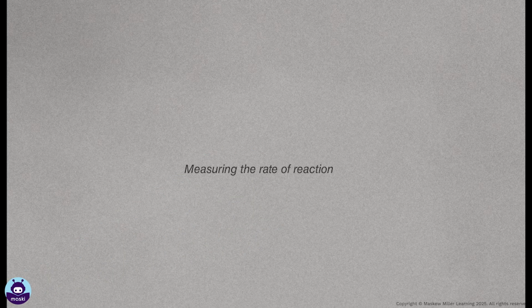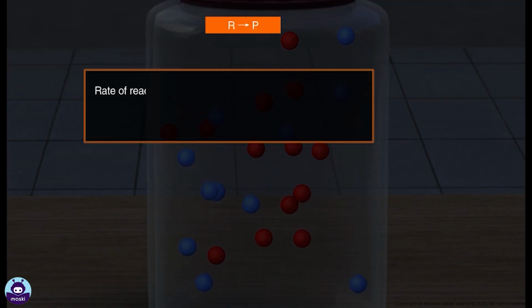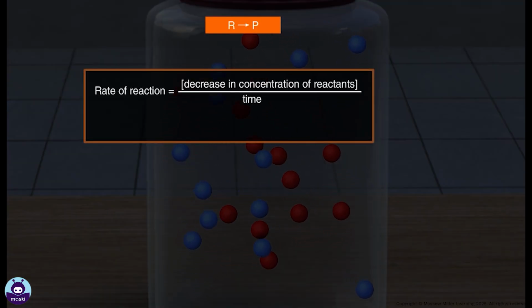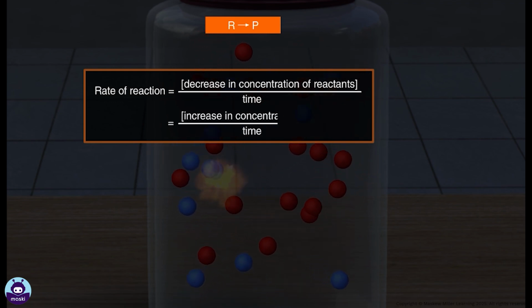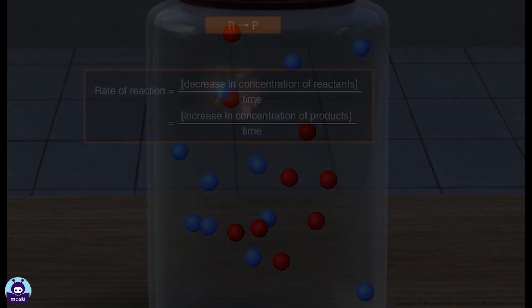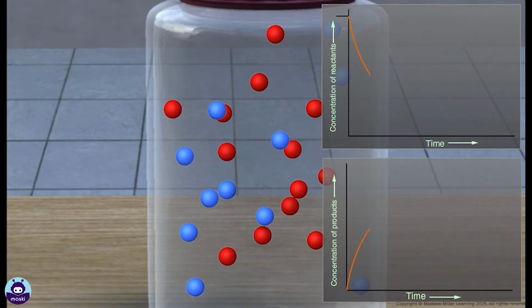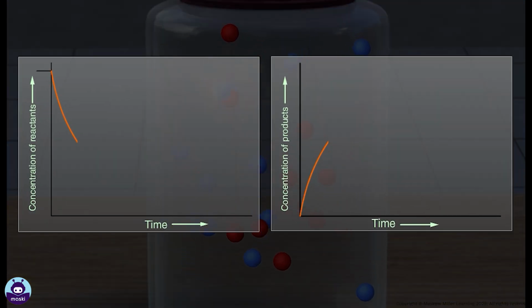Measuring the rate of reaction. Consider the reaction that we saw earlier. The reaction rate is the rate of decrease in concentration of the reactant with respect to time, or the rate of increase in concentration of the product with respect to time. The reaction rate can be determined by measuring the concentration of the reactants or the products at specific time intervals.